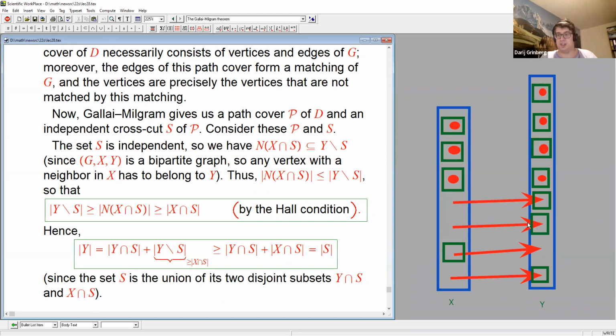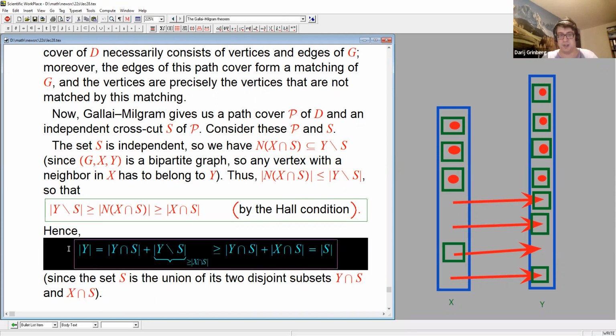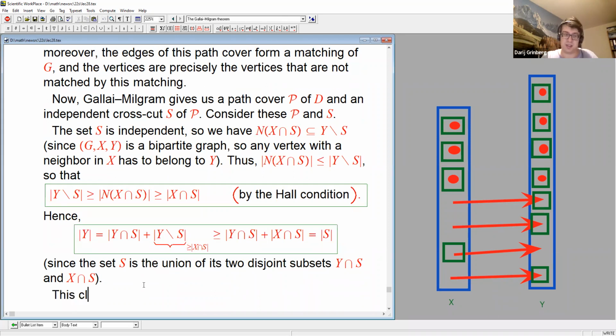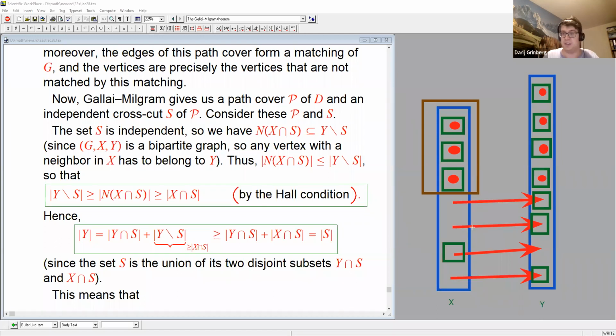Okay, now let's think about it. So this cross cut, this green set, has size at most the size of Y. This is what this inequality is saying: the size of S is less or equal to the size of Y. This means, speaking pictorially, that there cannot be any unmatched vertices in X. So in other words, this brown stuff does not actually exist.